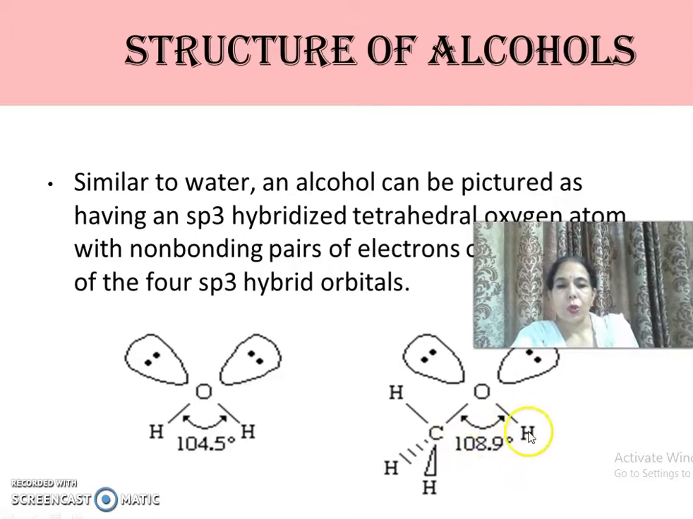1 hydrogen is replaced with an alkyl group, therefore the bond angle increases and it becomes 108.9 degrees. So in water, 2 lone pairs and 2 bond pairs are present and both hydrogens are attached, therefore it is 104.5 degrees. But in alcohols, 1 hydrogen is replaced with a methyl group, that is a bulky group, therefore the bond angle increases and it becomes 108.9 degrees. So in alcohols, oxygen is sp3 hybridized and tetrahedrally bonded, that is, it has 2 lone pairs around it and 2 bond pairs.